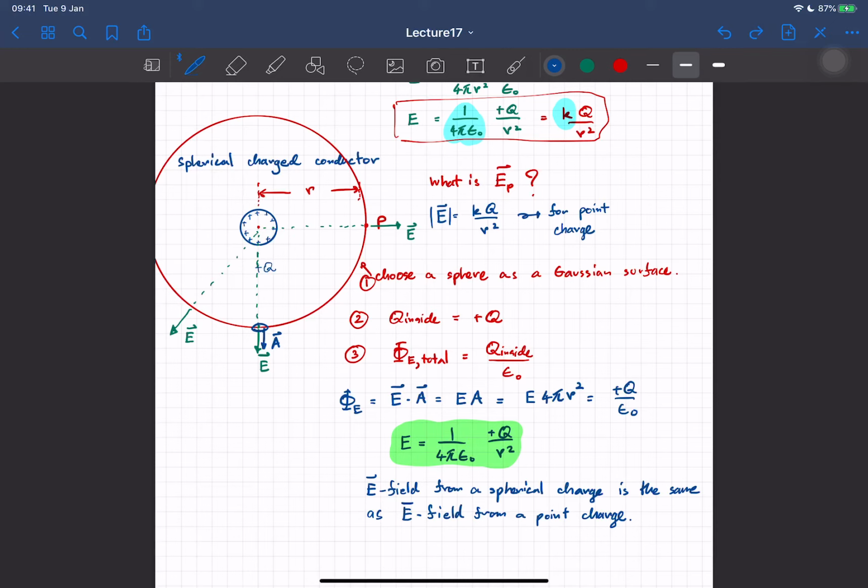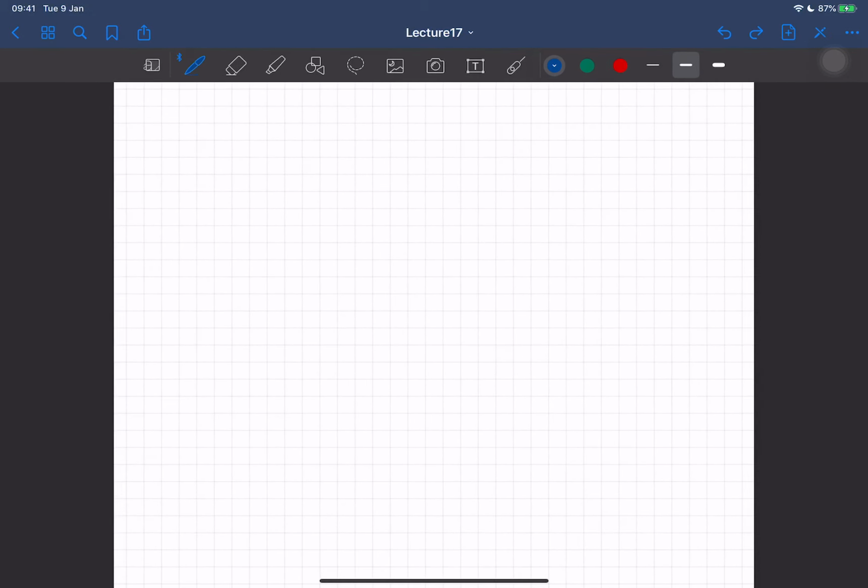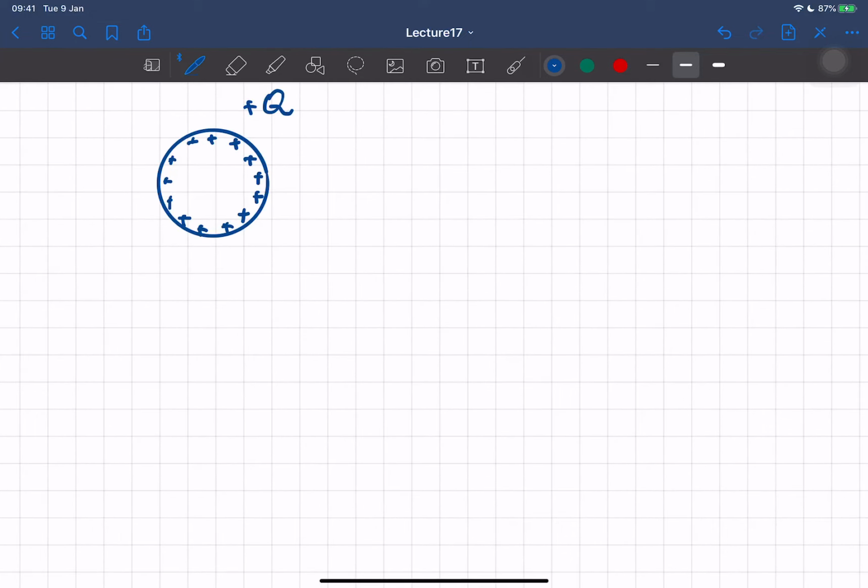If we construct the red sphere to be inside the blue one, then things will be different. So let me show you what I mean here. Again, we consider a spherical charge where all the charges are at the surface, right? And we know this because this is the conductor. Just to remind everyone that it's the conductor, so the charge will be at the surface.